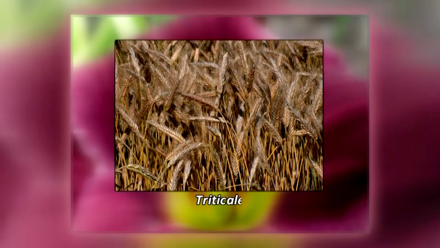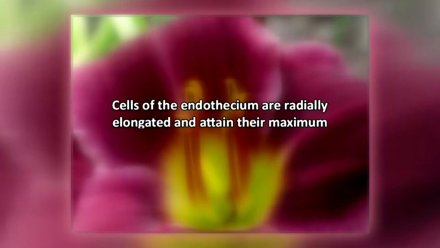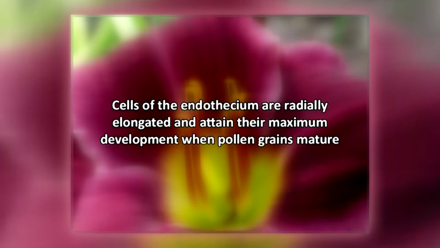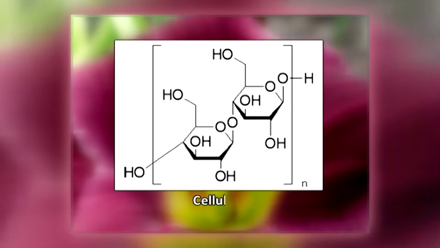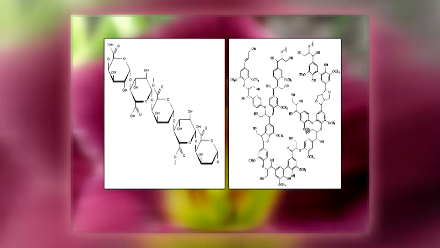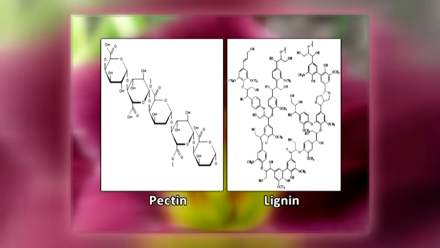A similar tissue, when present on the inner side, is formed by the cells of the connective. In triticale, however, the entire ring of endothecium is formed by the parietal layer. The cells of the endothecium are radially elongated and attain their maximum development when pollen grains mature. The radial and inner tangential walls of these cells have characteristic fibrous thickening bands. This thickening is made up of alpha cellulose with a little pectin and lignin in some cases.